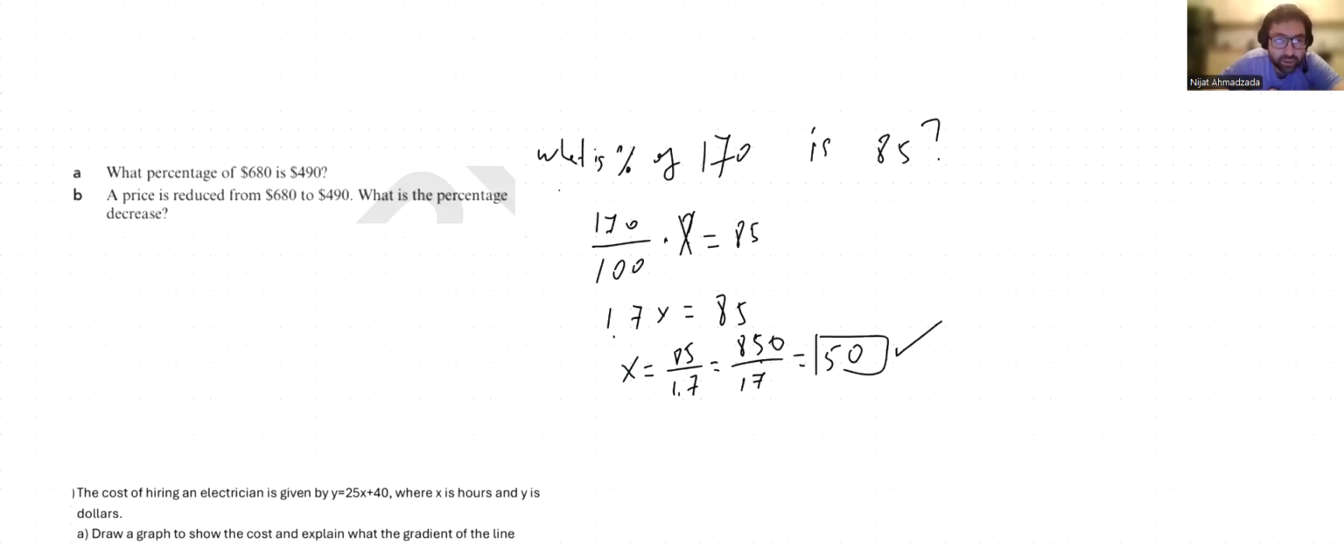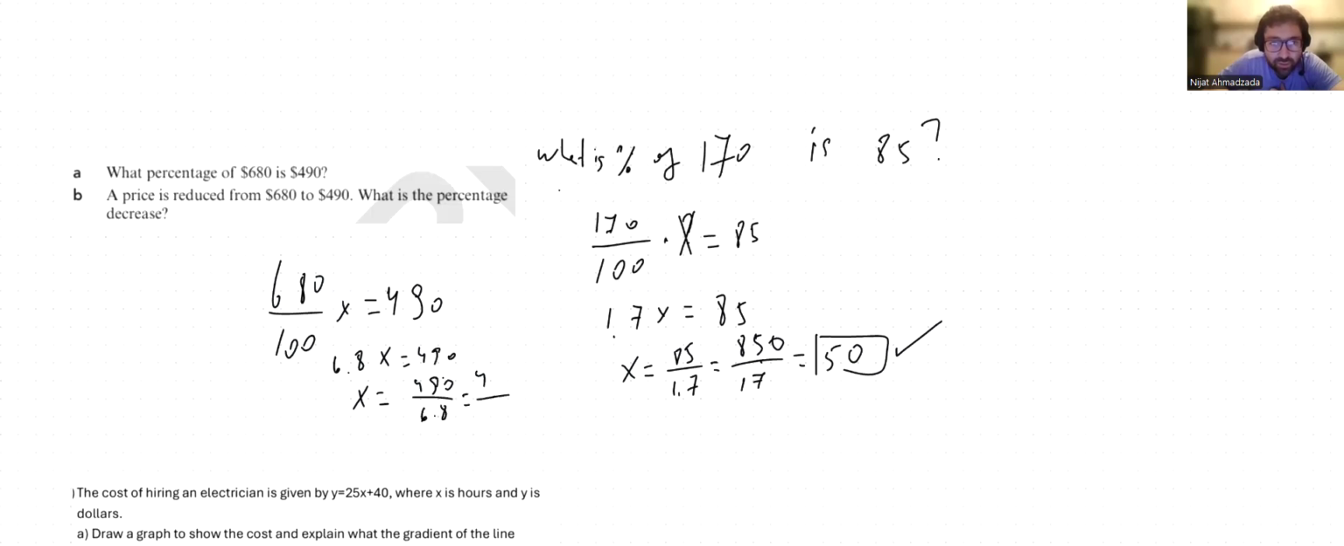So going to our question, 680 over 100 times x equals 490. Then 6.8x equals 490. Then x is equal to 490 over 6.8, or 4900 over 68. We can do the calculation and we will get the percentage is roughly equal to 72.